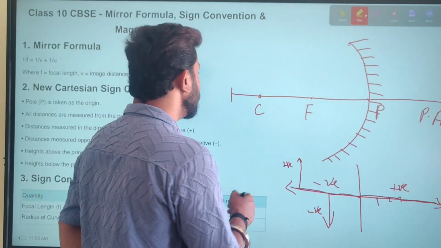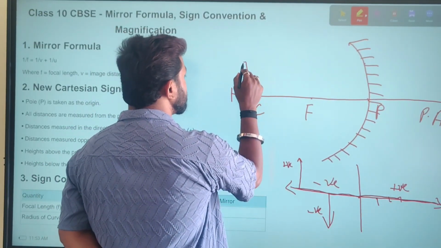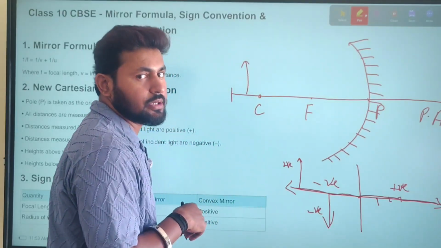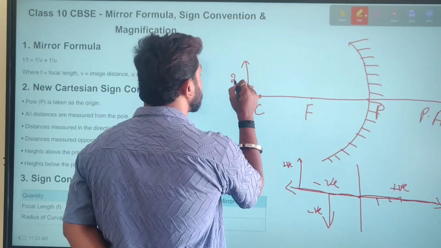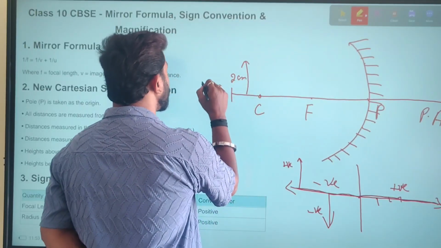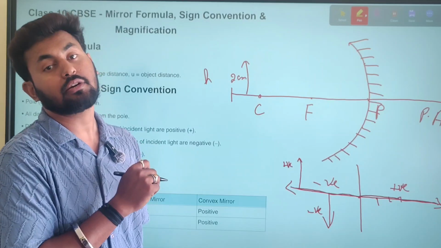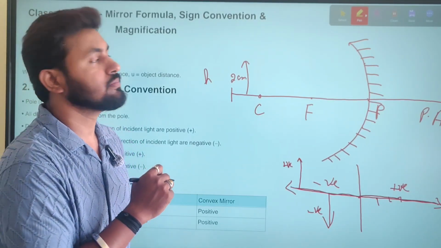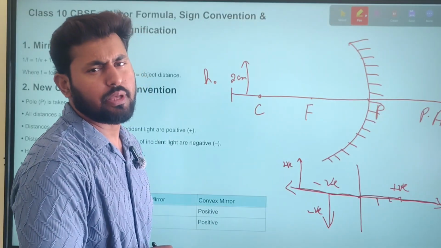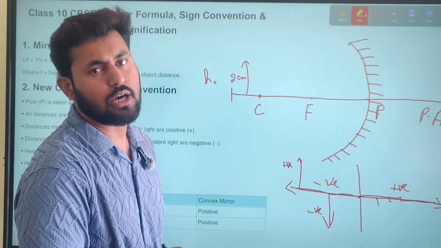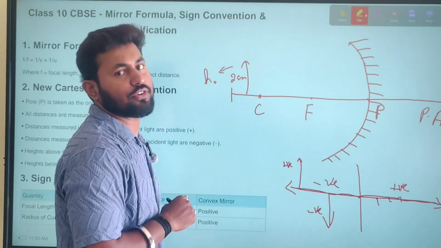Now let's say I have an object beyond C. Object beyond C means the height of the object, let's say this is 2 centimeters. So the height of an object is represented by small h and small o. You can write it like this: small h, small o, the height of an object.